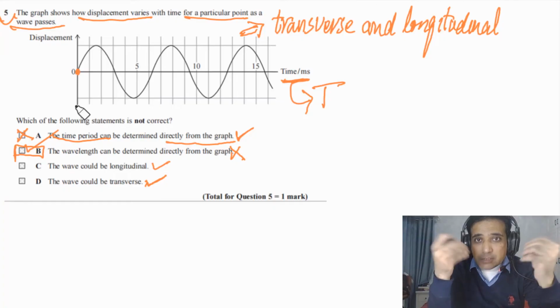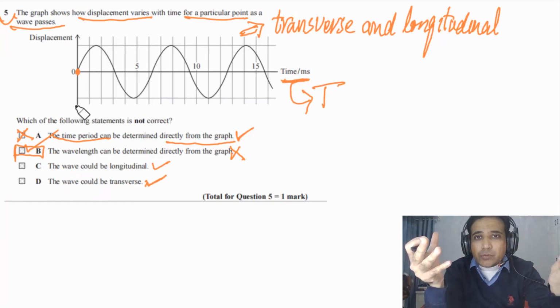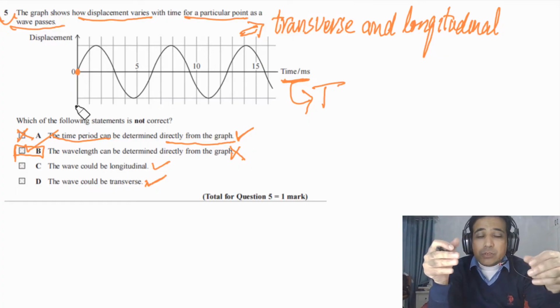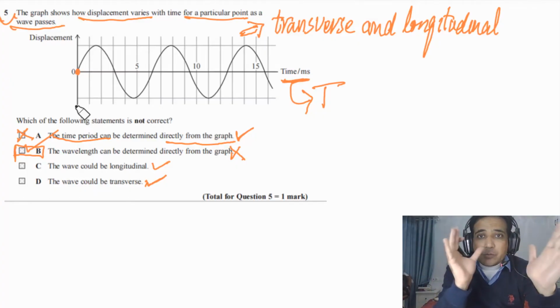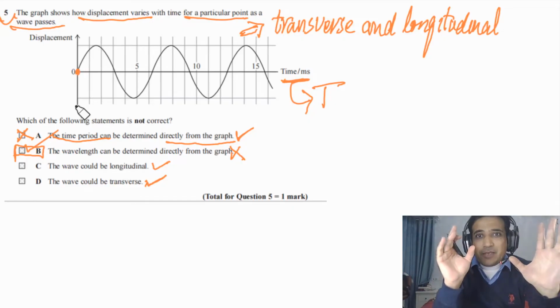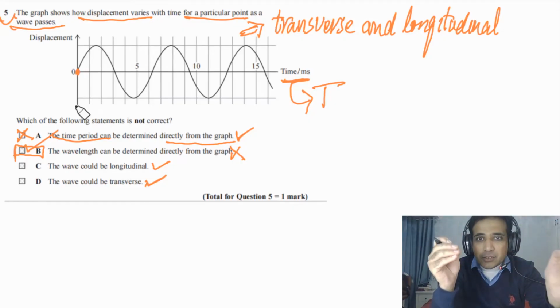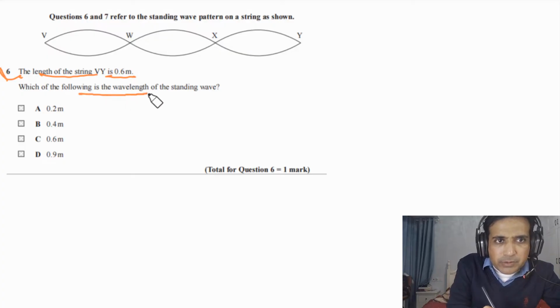We take certain types of energy, meaning we take in chemical energy and convert it into sound, heat, and mechanical energy, so we work in different forms of energy. So in this universe, remember, nothing is free. It's all about give and take. Question 6 says the length of the string VY is 0.6 meters. Which of the following is the wavelength of the standing wave?